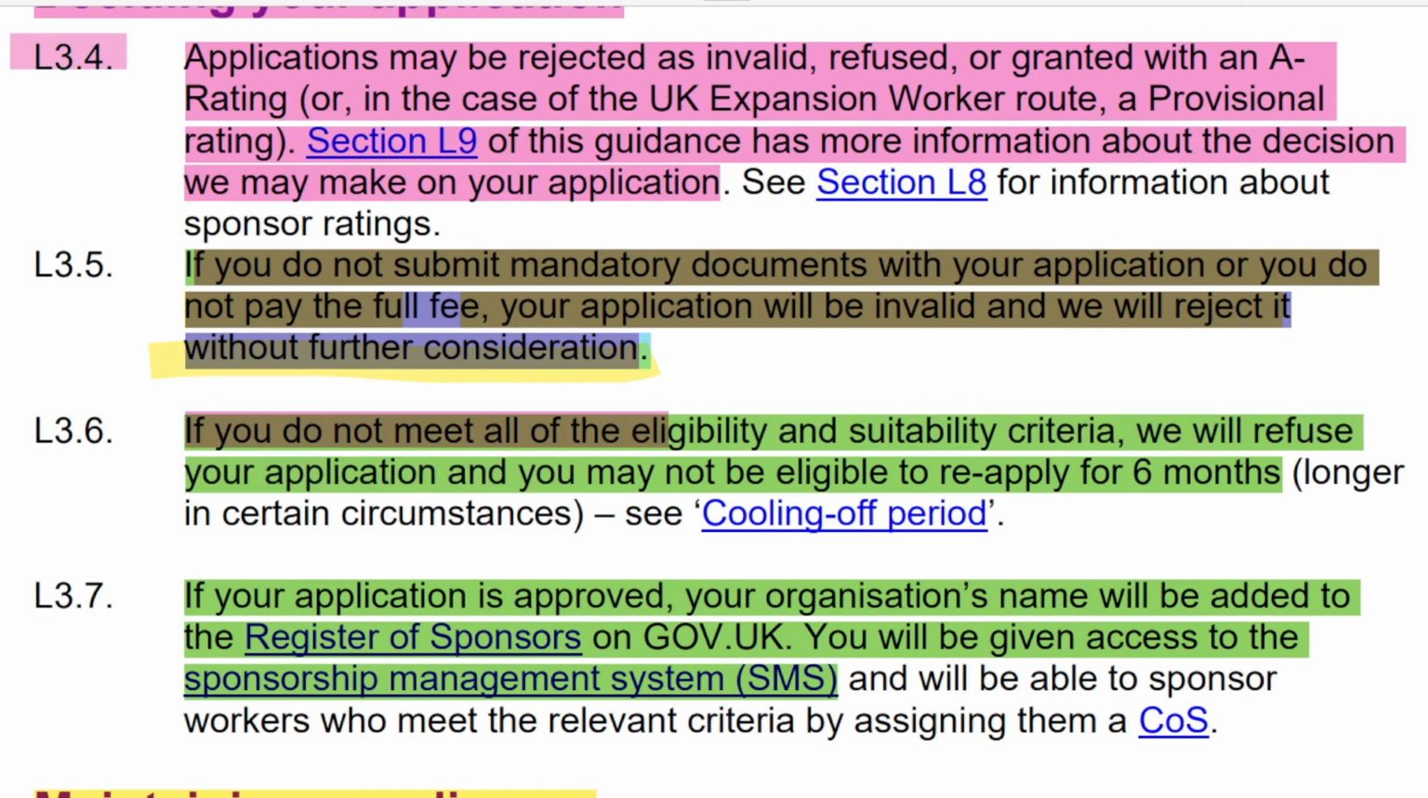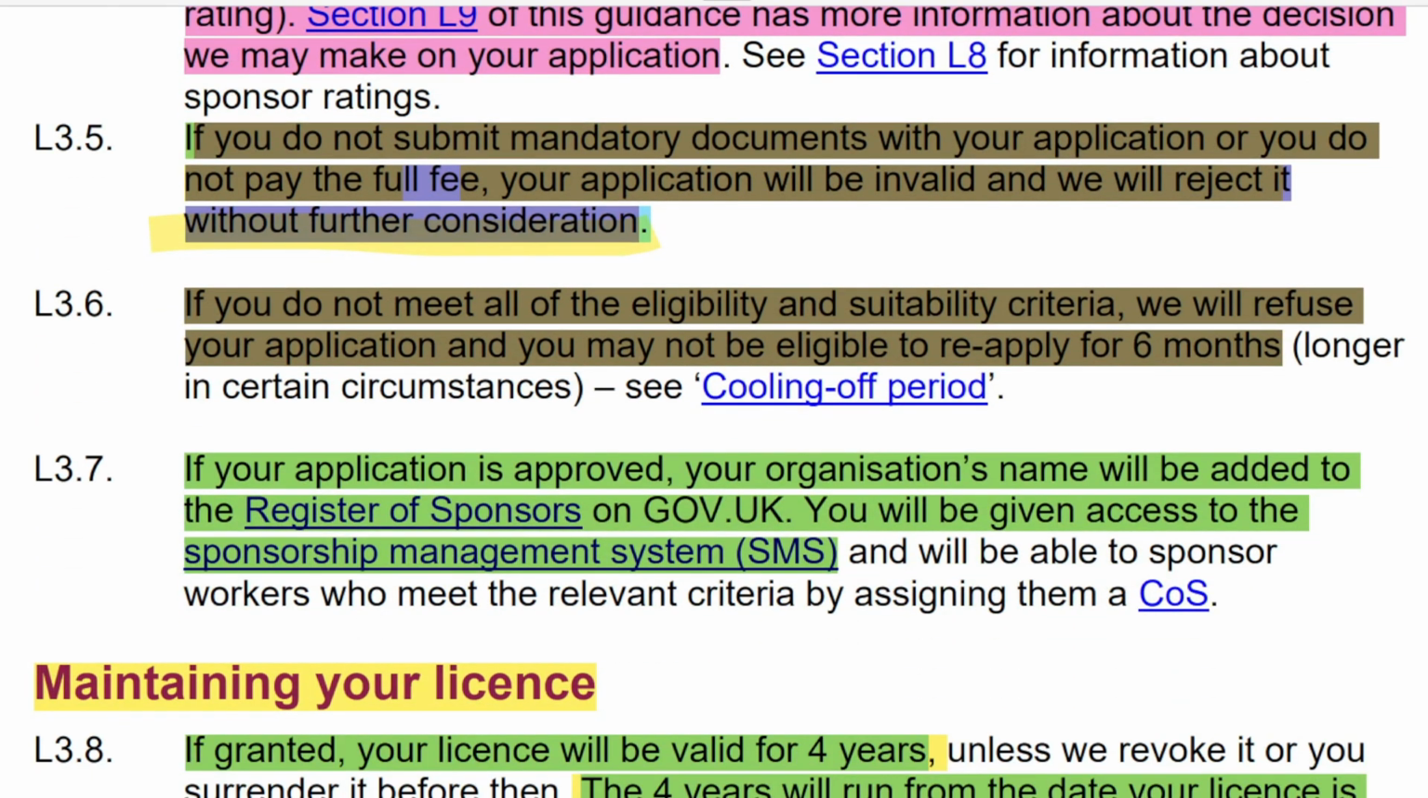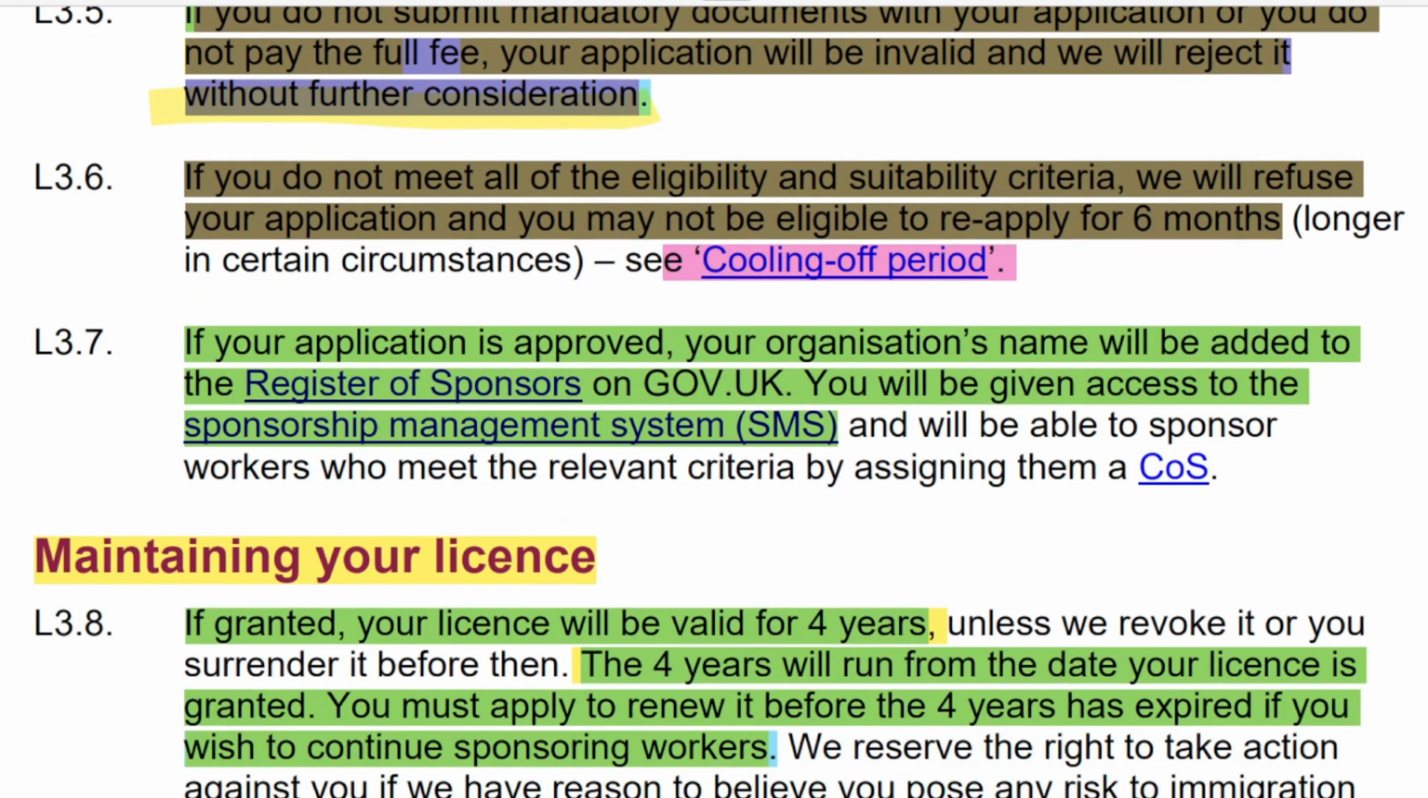If you do not meet all of the eligibility and suitability criteria, we will refuse your application and you may not be eligible to reapply for 6 months. In this guidance, there is a discussion about the cooling off period, which we will discuss further as well. What do we mean by cooling off period and when can you apply?